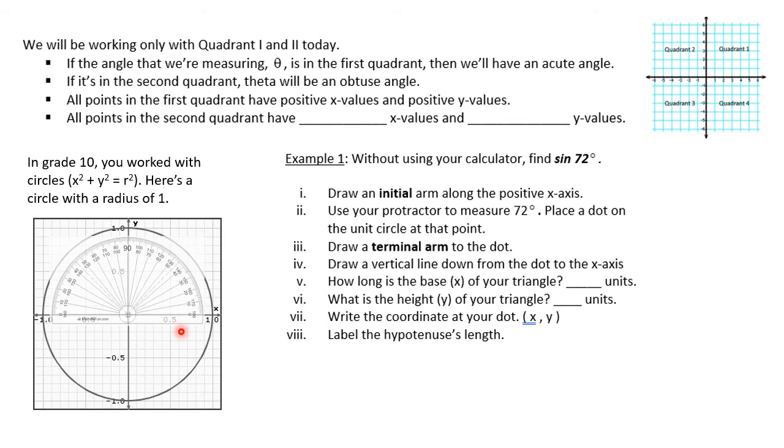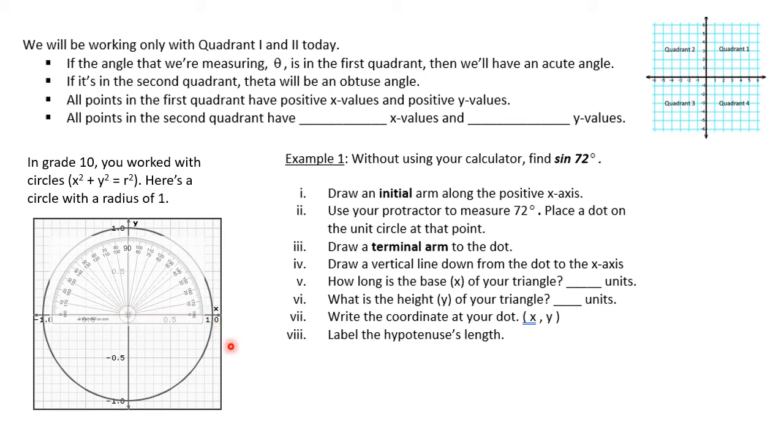Let me back that up. Okay, sorry, I went ahead to step 2 there. But for step 1, I want you to draw an initial arm along the positive x-axis. So you're going to draw a line right here. It doesn't really matter how long you make it. You can make it all the way to the circle, you can make it beyond, or you can make it shorter than the circle. It doesn't really matter. So you're going to draw an initial arm here.